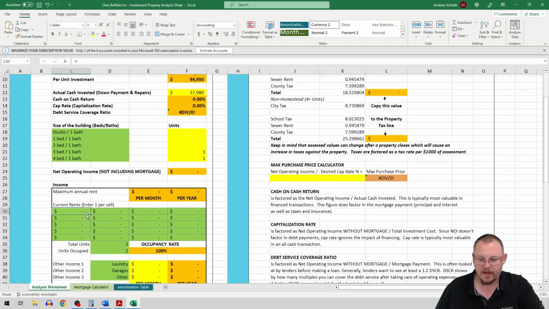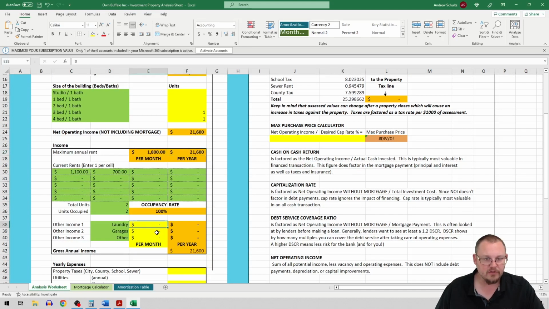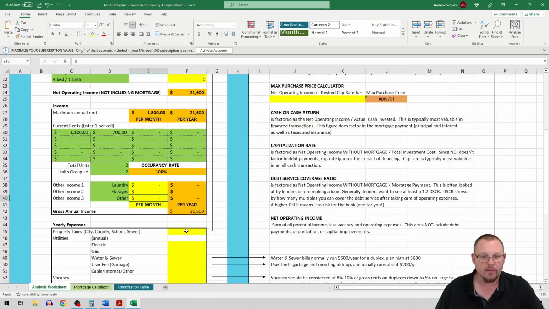Backing up a little bit, we have our $1,100 rent. We also have our $700 rent. And as we add those in, you can see that it automatically adds all of these values up into our per month rent, and then again, our per year rent. You can also add values in here for laundry or garages or storage or whatever else it is that you have available that you can rent out on the property.